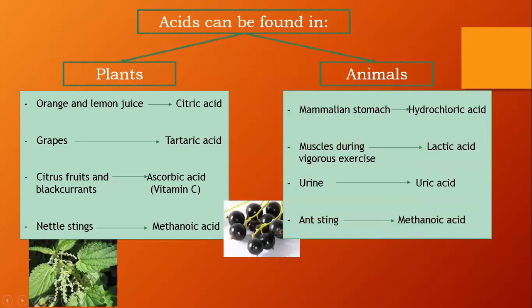In the mammalian stomach, I can find hydrochloric acid. In the muscles during vigorous exercise, I can find lactic acid. In the urine, uric acid. In the ant sting, methanoic acid.